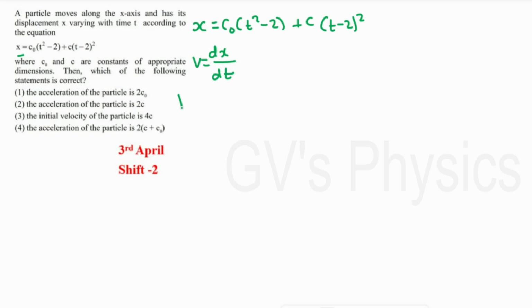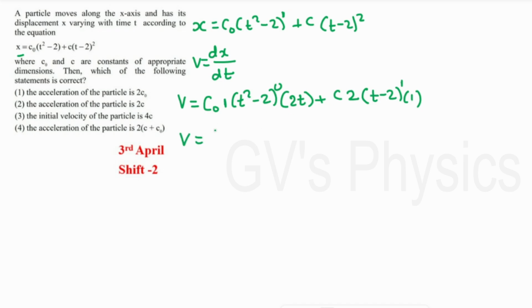Okay. So velocity is equal to C naught into, so here we have power 1. So 1 into t square minus 2. So here 1 minus 1 will become 0 into, if you're differentiating t square, that will become 2t. Okay. So plus c into 2 into t minus 2, the whole power 2 minus 1 will become 1. So if you're differentiating t, that also will become 1. Okay. So we can take velocity is equal to 2 C naught t. So anything power 0, that will become 1. So this is 1 plus again 2c into t minus 2. So this is velocity.